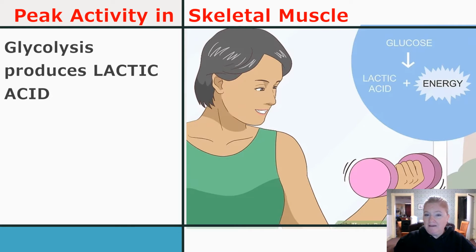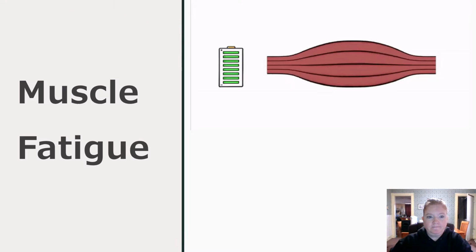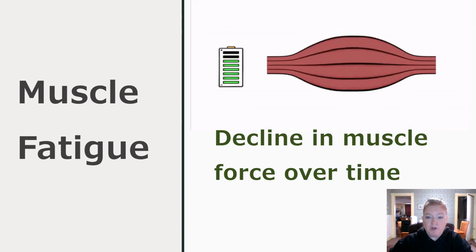Now, here's kind of the downside. Glycolysis doesn't produce as much ATP, but it also produces something called lactic acid. And when lactic acid builds up, muscle fibers cannot continue. Fatigue. So muscle fatigue means a decline in muscle force over time. You can see the muscles less and less able to contract over time.